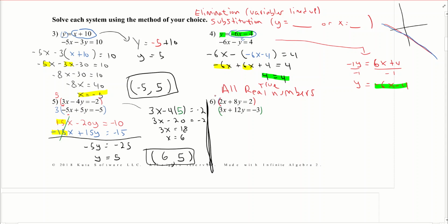So I need to multiply the top equation by 3 to get 6. 3 times 2 is 6. And I need to multiply the bottom equation by 2 to get 6. And actually I want them to be opposite. So I'm going to multiply this bottom one by -2 so that I get -6.